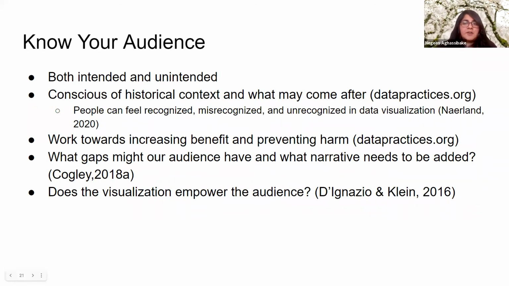And it's also helpful to know your audience, and this doesn't just mean the needs of different stakeholders, though of course that's always a part of it, but it's also to think about who your intended and unintended audiences are, and the historical context in which your audiences and your visualizations work in. People can feel recognized, misrecognized, and unrecognized in data visualizations for a number of reasons. This can help think through how to maximize benefits and minimize harm as much as possible, and also fill in any necessary gaps in the narrative.